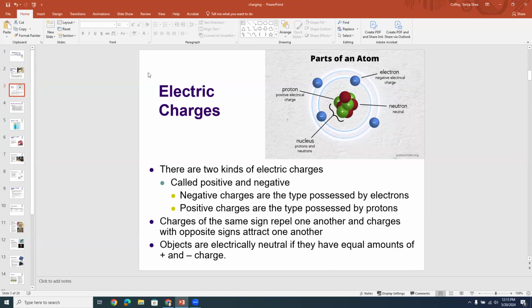Now, charges of the same sign repel one another, and charges with opposite signs attract one another. And objects are electrically neutral if they have equal amounts of positive and negative charges. So a neutral atom has the same number of protons as it does electrons.